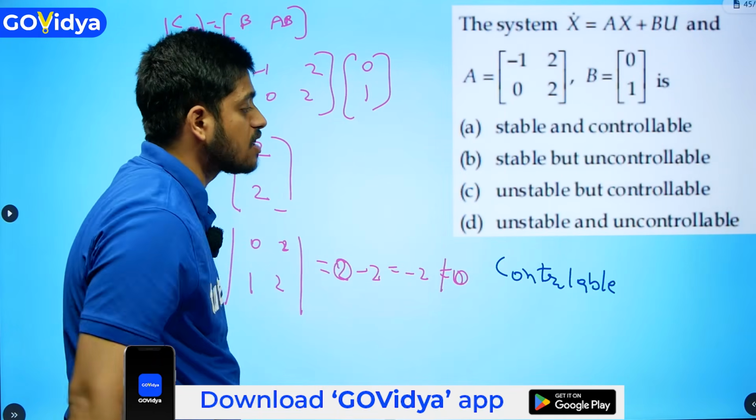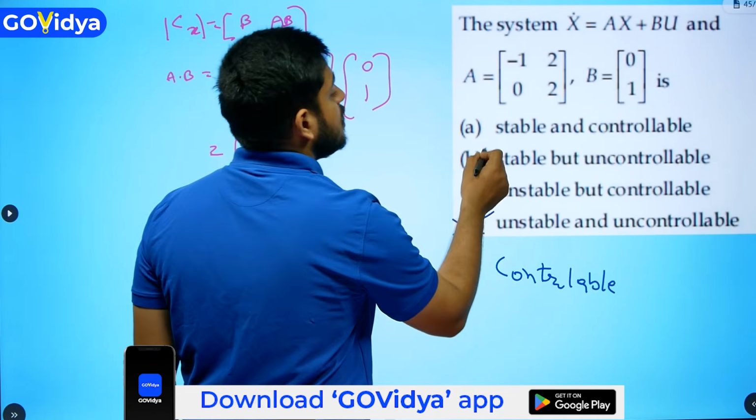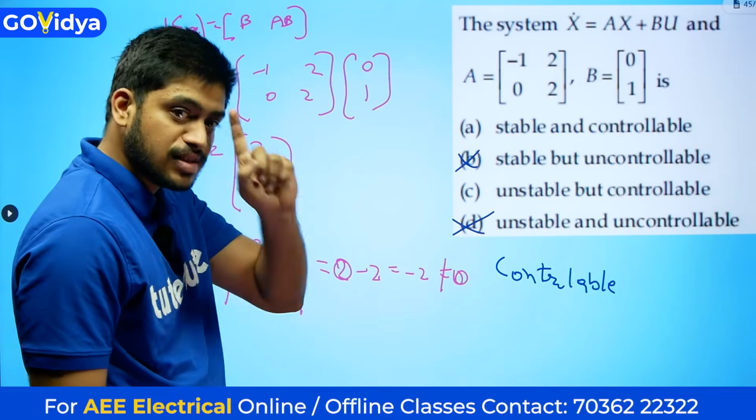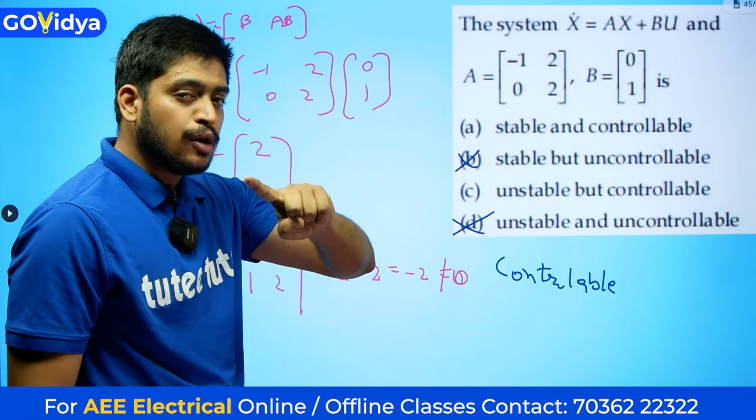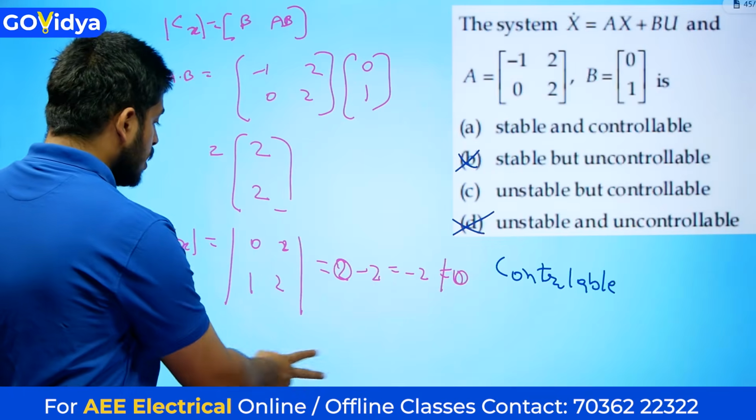So whichever options say uncontrollable, we can directly eliminate those, B and D. See, they are uncontrollable. The system is controllable here. But is it stable or unstable? We will decide that.